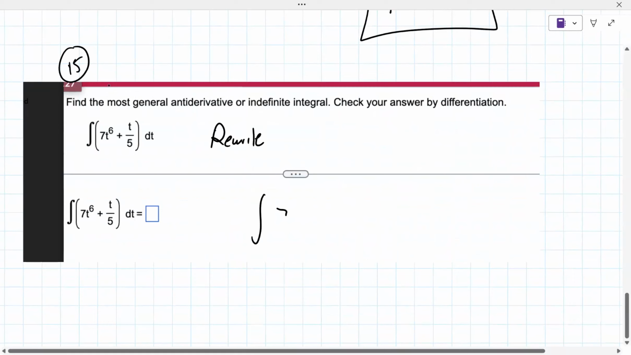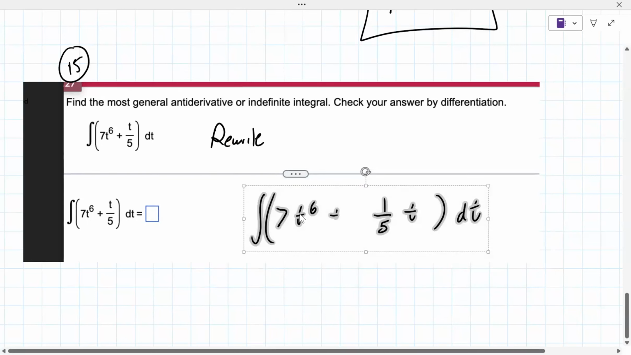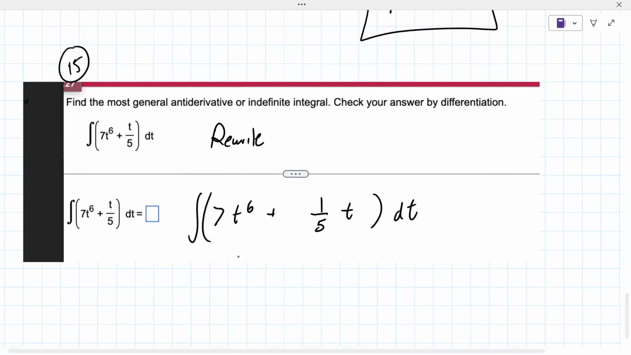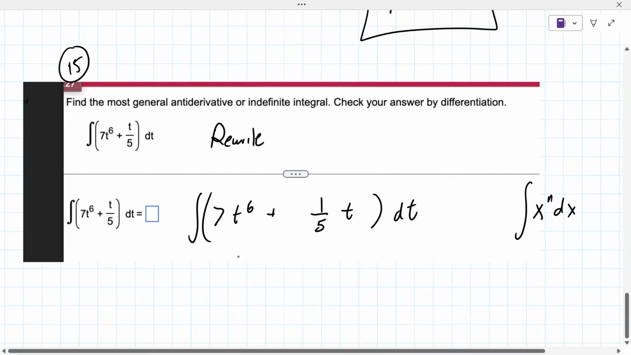So it's really the integral of 7t to the 6th plus 1/5 times t dt. For right now, there's one integral rule that you need to know, and it's called the power rule. It's kind of the same as the derivative power rule. It's the integral of x to the n dx: you add 1 to the exponent and divide by the new exponent, plus c. So this constant, hopefully you remember that, since you've been through the course in some capacity before.